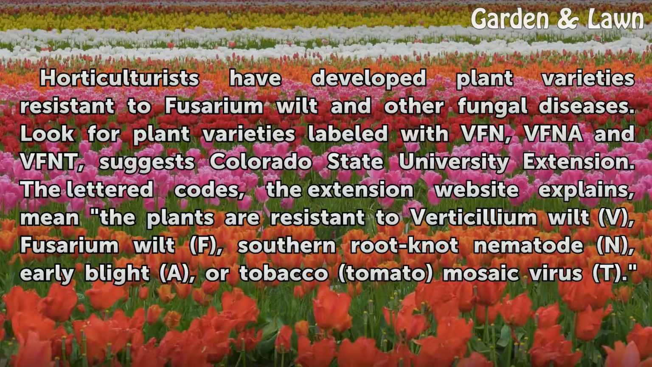The lettered codes, the extension website explains, mean the plants are resistant to verticillium wilt (V), fusarium wilt (F), southern root knot nematode (N), early blight (A), or tobacco tomato mosaic virus (T).